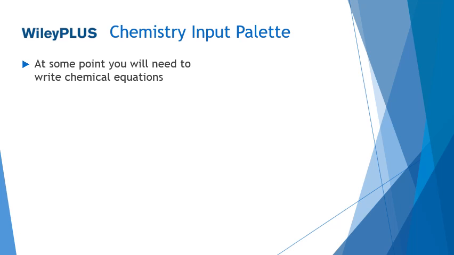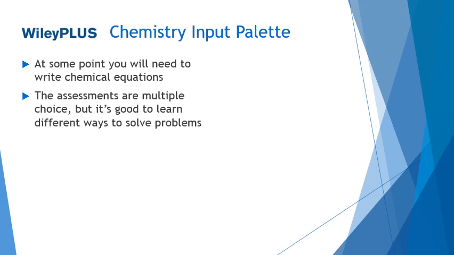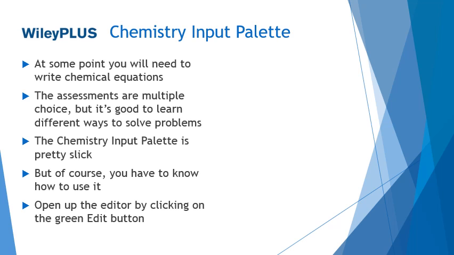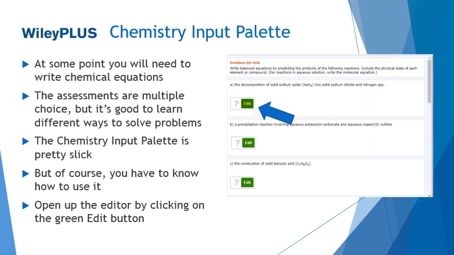So at some point, you will need to write chemical equations. All the assessments are multiple choice, but it's good to learn different ways to solve chemistry problems. And this chemistry input palette is pretty good. Of course, you have to know how to use it. First, open up the editor by clicking on the green edit button if you're given a problem that requires you to input a chemical equation.